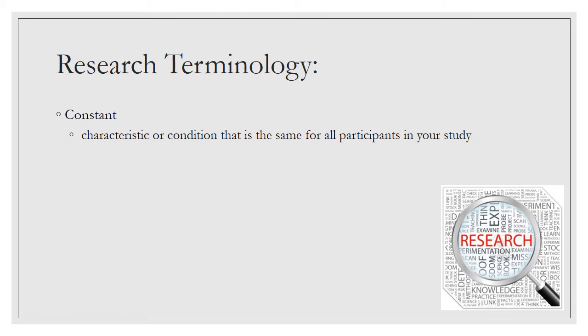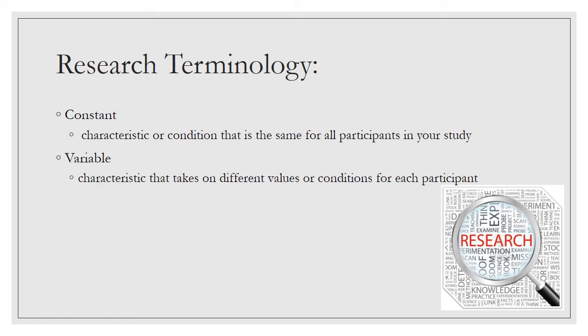You'll hear the term constant. This is a characteristic or condition that is the same for all participants in your study. Let's think if we were to design an experiment that was going to look at all incoming graduate students at George Washington University. All incoming graduate students would be a constant. So whether it's graduate students or undergraduates, that would be a constant in your experiment if we were looking at all freshmen at a university. And that would be my population of interest as well.